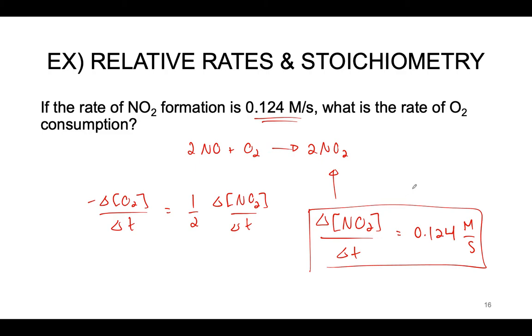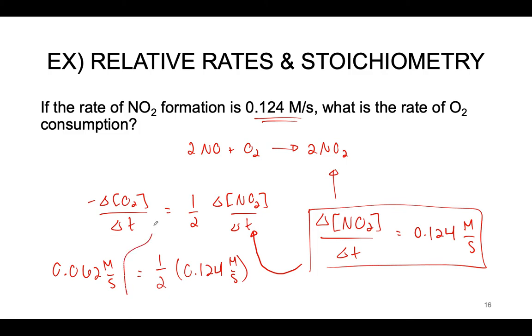All right, so if we insert our rate of formation into our equation right here, what this tells us is that the rate of consumption for our oxygen is equal to 1/2 of 0.124 molar per second, which is equal to 0.062 molar per second. And this is what our rate of consumption is going to be equal to.